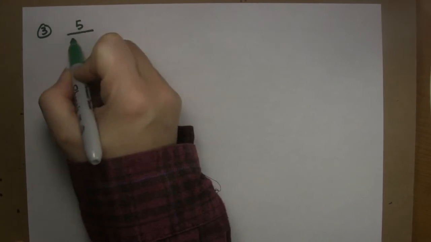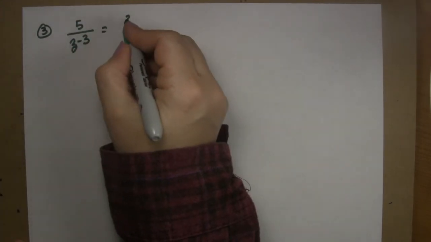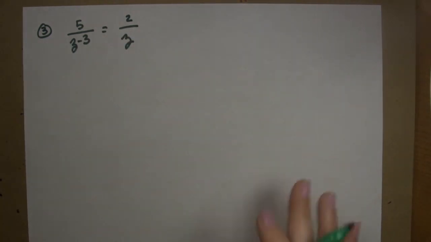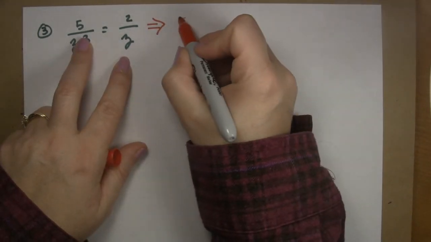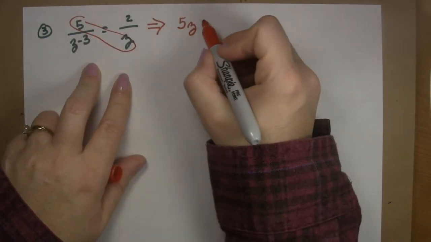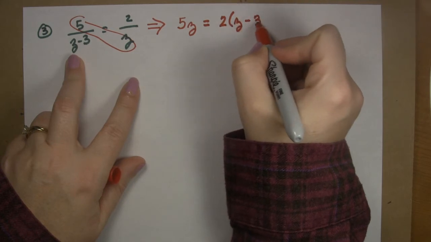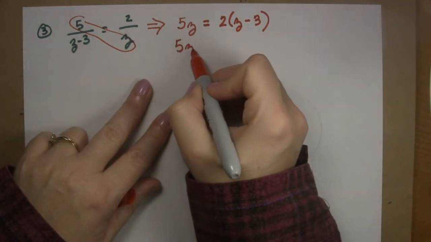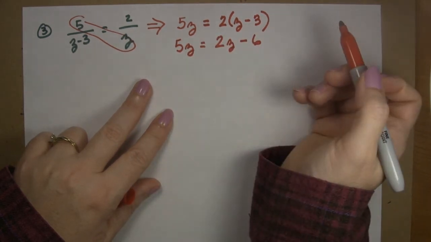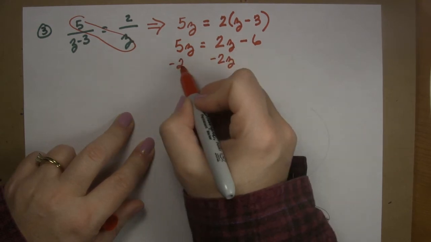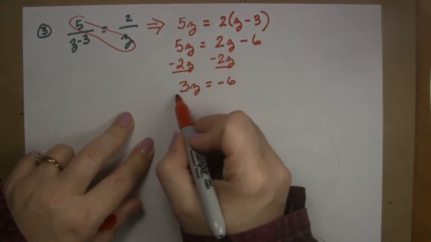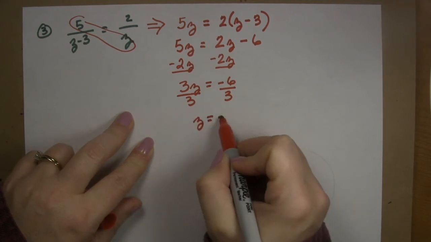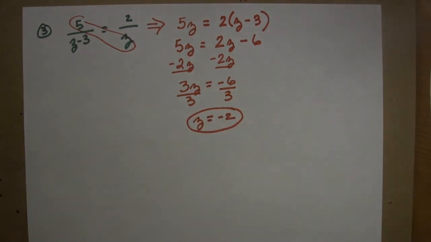Okay, so for number 3, we have 5 over z minus 3 equals 2 over z. Now, the way I'm going to do this one is through cross multiplication, because I like to do that whenever possible. So that's going to be 5z, that's when I multiply this way, equals 2 times z minus 3. So that will be 5z equals 2z minus 6. I will subtract 2z from this side. So I get 3z equals negative 6. I divide both sides by 3. z equals negative 2. And that is the correct answer for z.